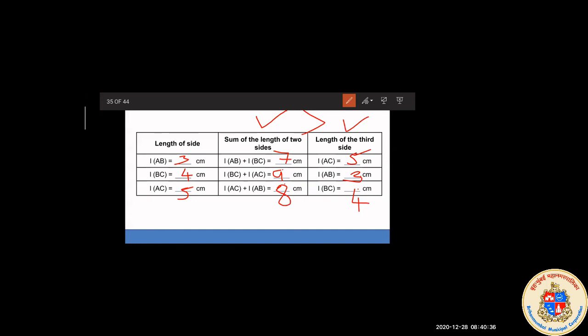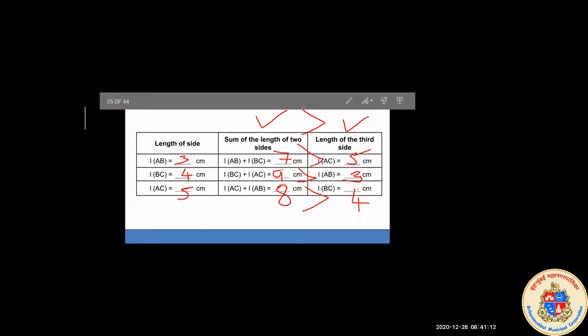If the sides are not like this, then you will not be able to form a triangle, because if the third side is greater than the other two sides, then it will not give you a proper triangle. So see here also, 7 is greater than 5, 9 is greater than 3, 8 is greater than 4. So the addition of any two sides should always be greater than the third side.